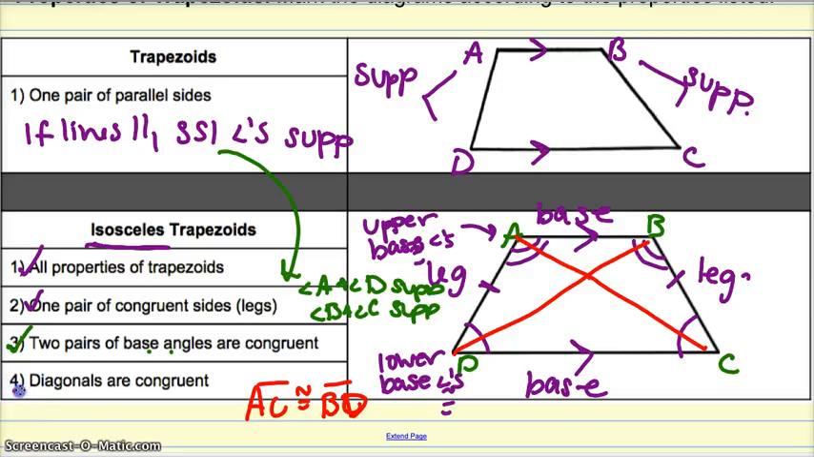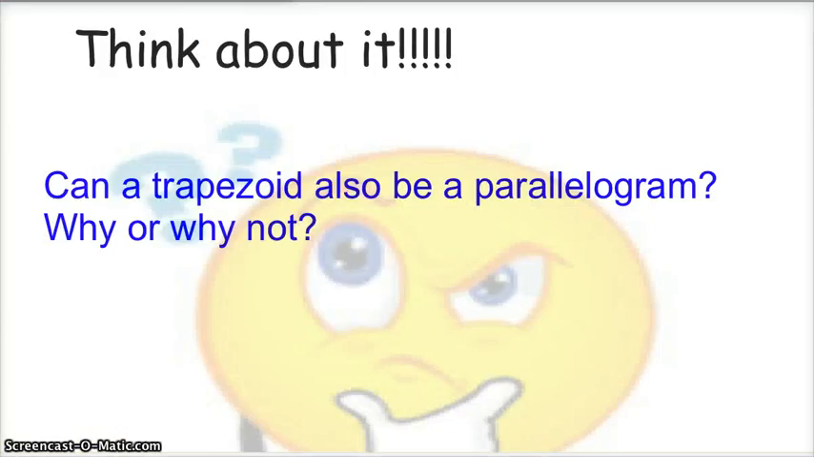So these are our four properties, which I guess technically five if you consider the adjacent angles, consecutive angles to be supplementary. All right, on to the next thing. So this isn't in your notes, but think about it for a second. It says, can a trapezoid also be a parallelogram? And the answer is no.